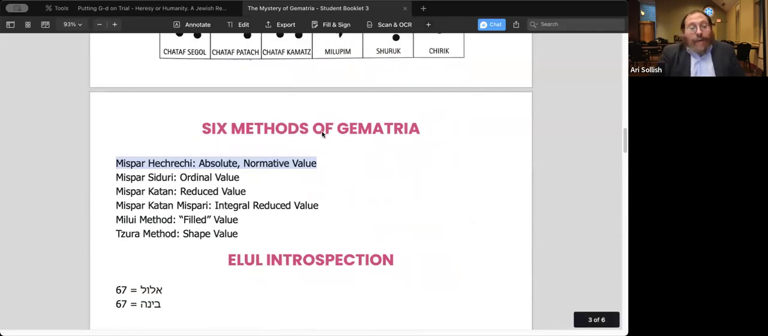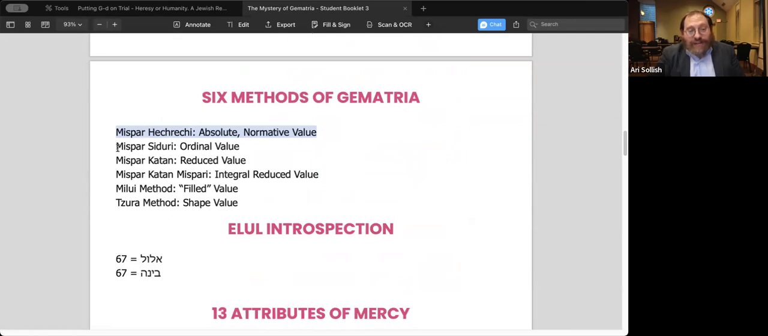There you go. Then we talked about Mispar Siduri. Mispar Siduri was that sneaky version where it's just 1 through 22. That's it. No fancy, no skipping. You have 22 letters, you have 22 numbers. That is it.